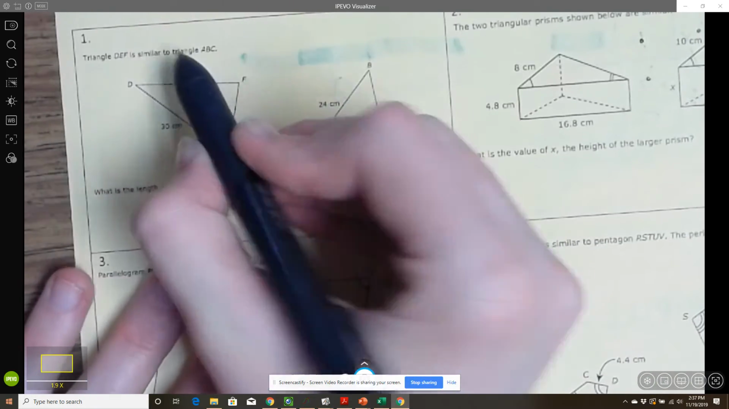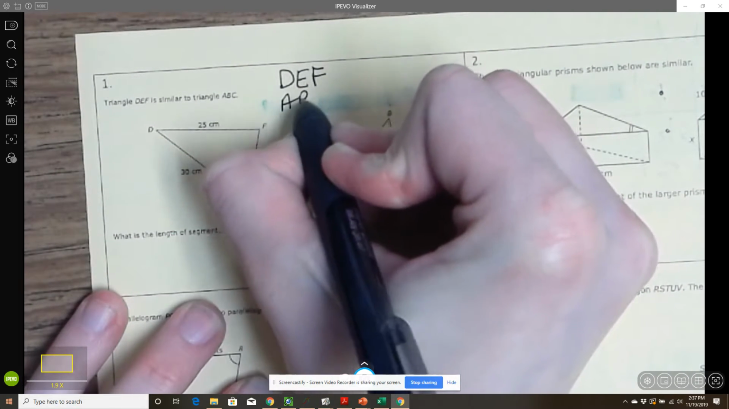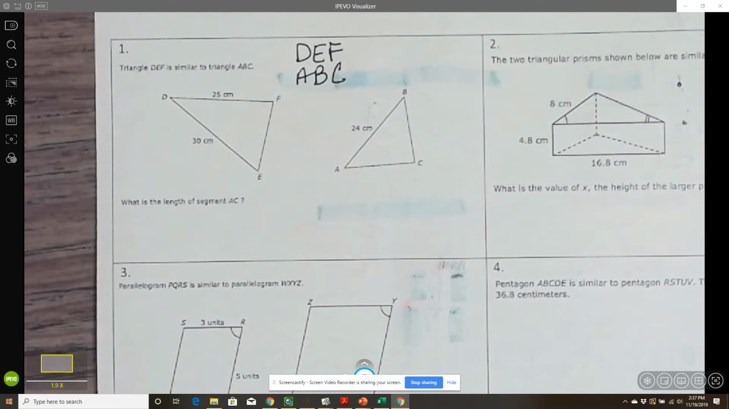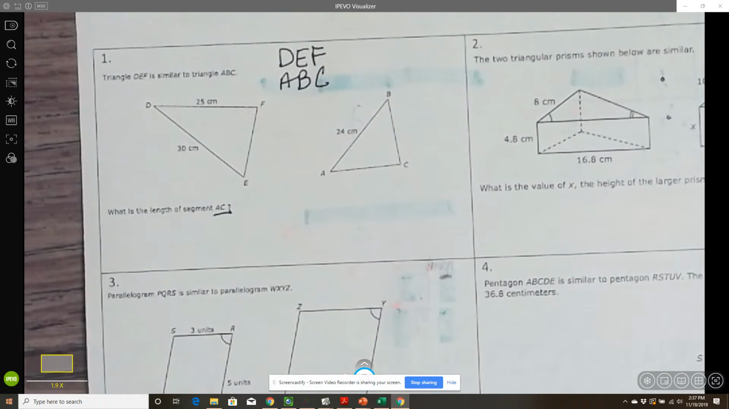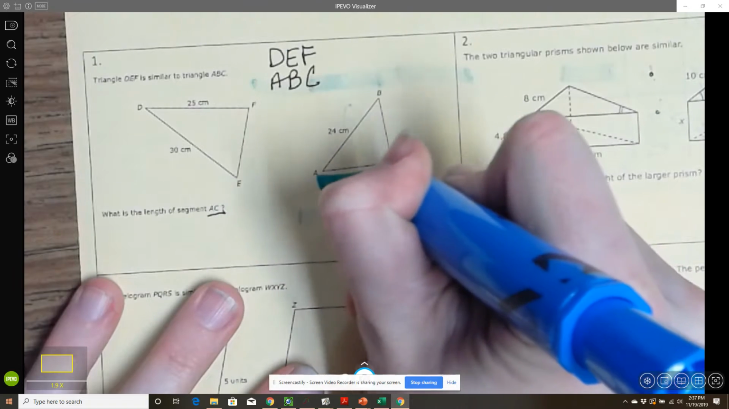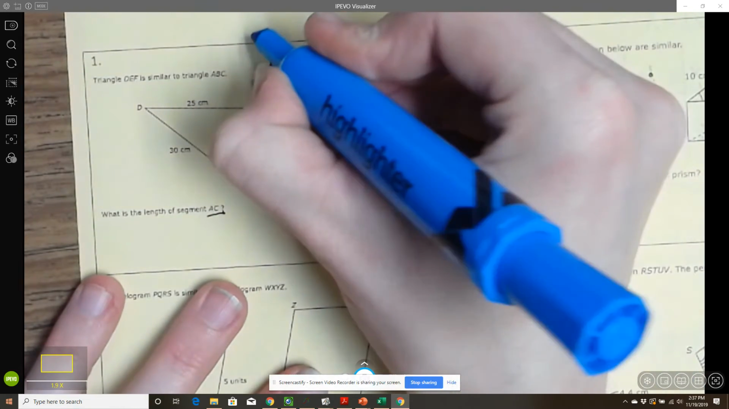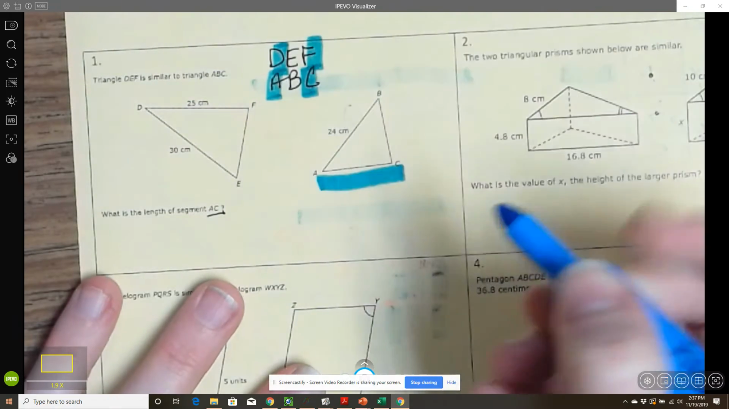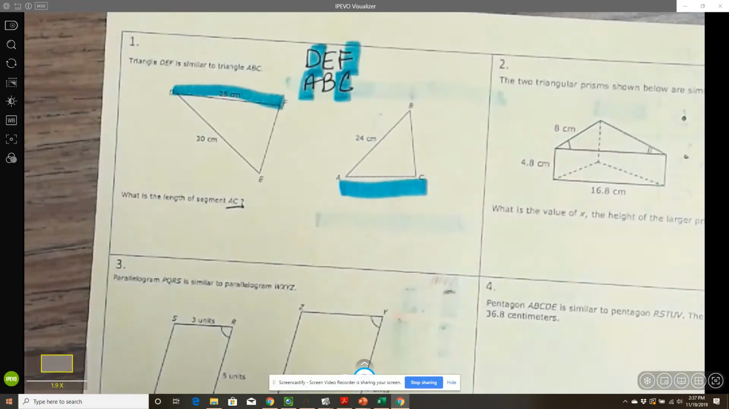All right, so on the inside here, again, the name and the order of that name matters. So we've got D, E, F, and A, B, C. I'm stacking them up this way just because it makes it easier to highlight the letters. So we're looking for AC. AC is right here, and AC are the first and the last letters. So on the other triangle, I need the first and the last letters. So D and F. So connect the dots.